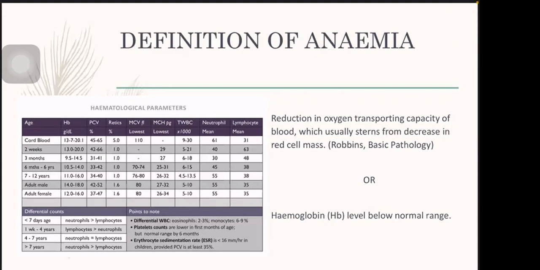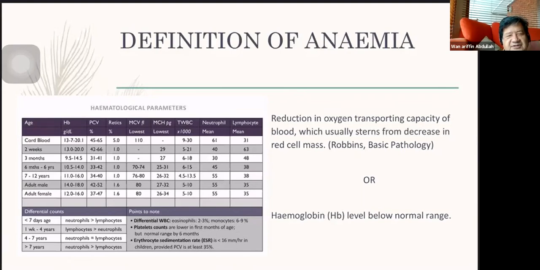Based on Robbins Basic Pathology, anemia can be defined as a reduction in the oxygen transporting capacity of blood, which usually stems from a decrease in the red cell mass. This is because of the reduction of total circulating RBC mass to below normal level. But anemia can also be defined as a hemoglobin level below the normal range, for age and gender. The normal range depends on age and sex.